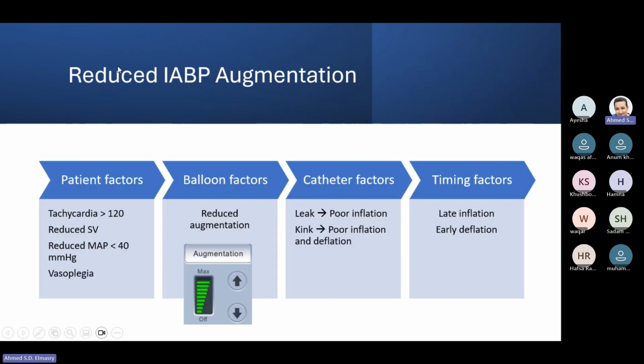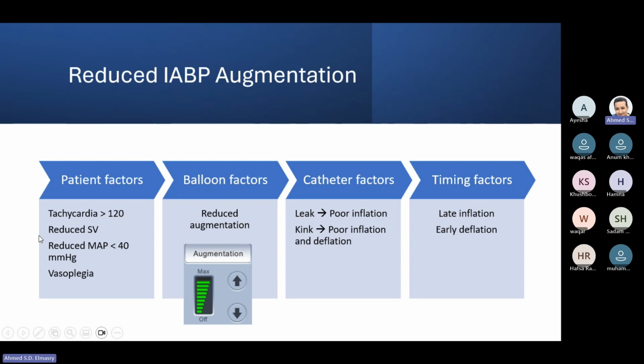And the causes of reduced intra-aortic balloon augmentation are related to many factors: patient factors, balloon factors, catheter factors, and also timing factors. The factor related to the patient is the heart rate. If it is more than 120, the tachycardia will decrease the time of the cardiac cycle, especially the diastolic time, which is needed by the intra-aortic balloon in order to increase the augmentation during the diastole. So tachycardia with heart rate more than 120 will reduce the augmentation.